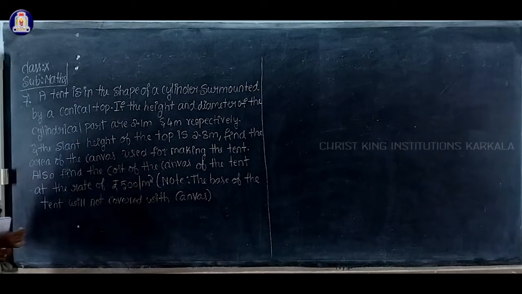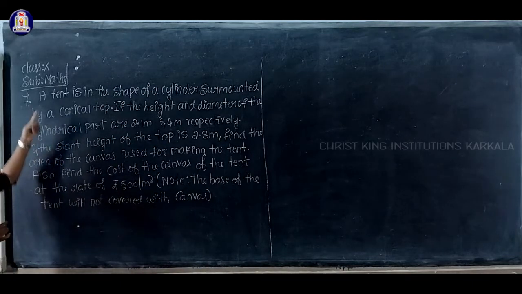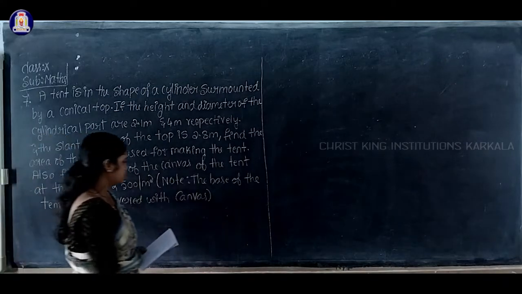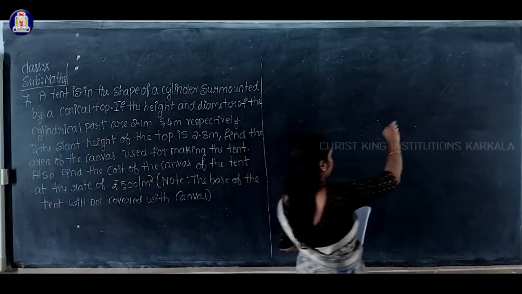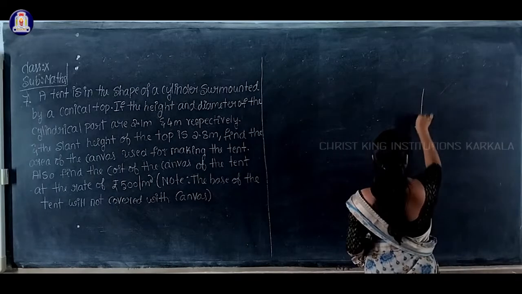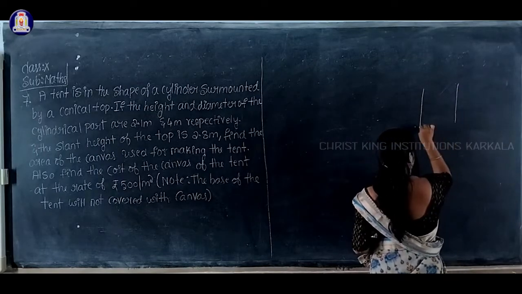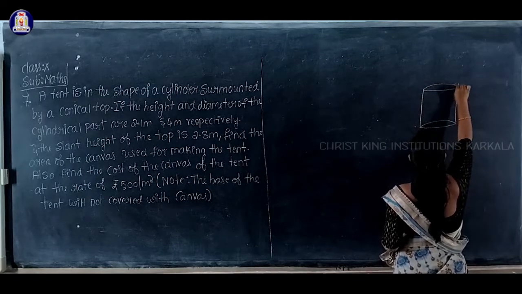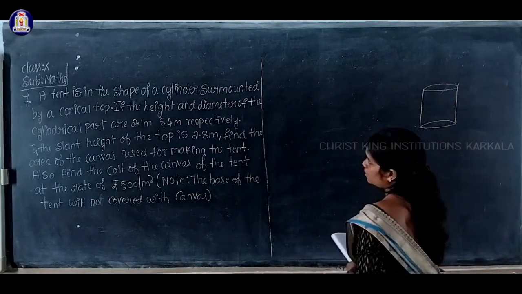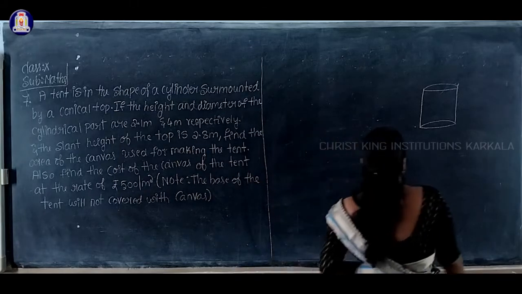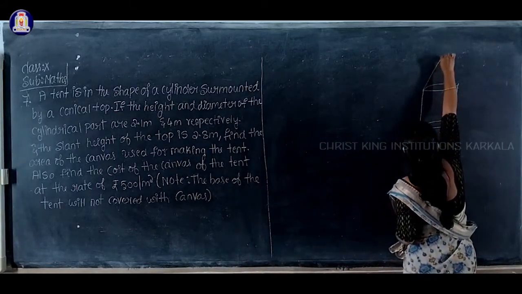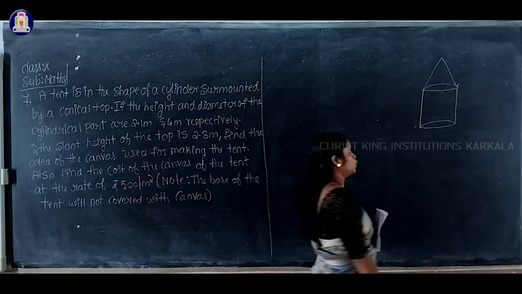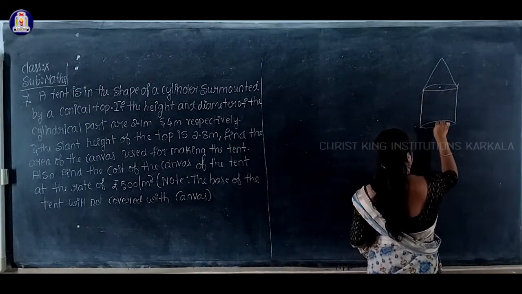Okay, so this is your question. I'll repeat once again. A tent is in the shape of a cylinder. First I'll draw the diagram here. So this is a cylinder, which is surmounted by a conical top. What about its top? Its top is in the shape of a cone.